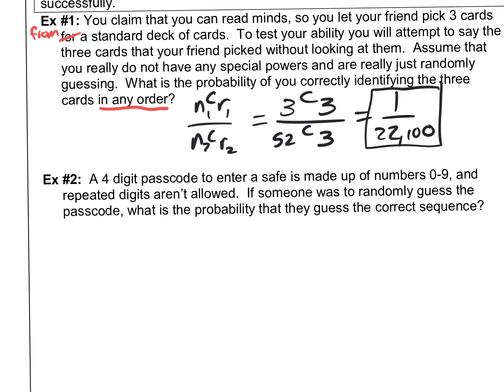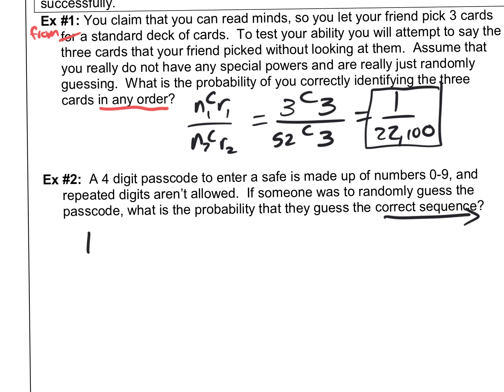So this is a permutation because this is the correct sequence. So order matters. If the passcode was 1, 2, 3, 4, and I typed in 4, 3, 2, 1, that wouldn't work, because the order matters. So if order matters, we're talking about permutations. So let's think about that in permutations.